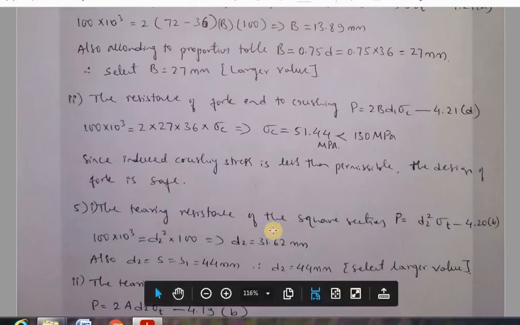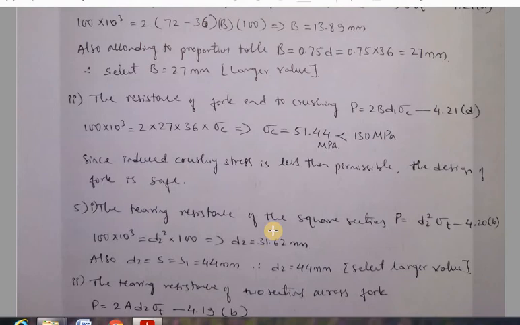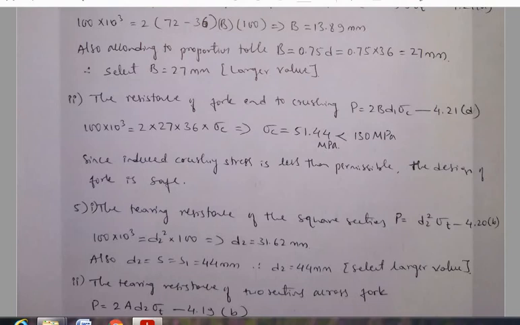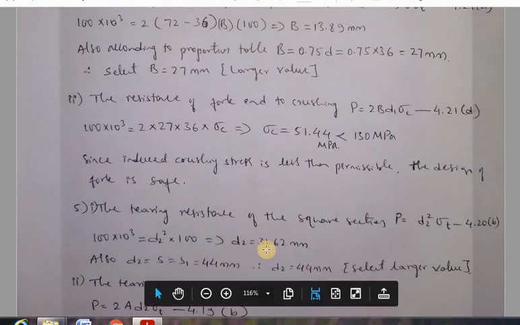Next we have the tearing resistance of the square section, which is given by equation number 4.20b as P is equal to d2 square into sigma T. And here the only unknown in this equation is value of d2, which is calculated as 31.62 millimeter.